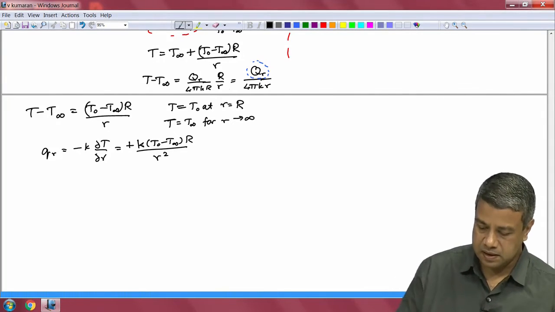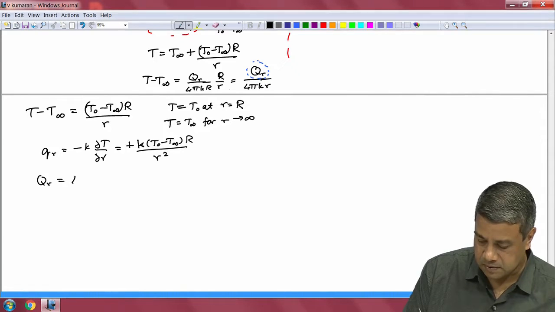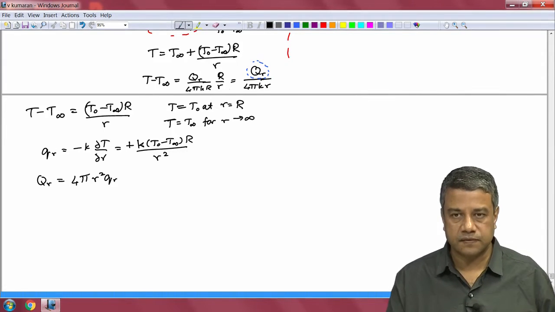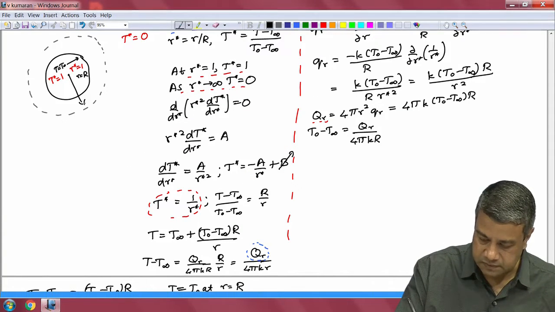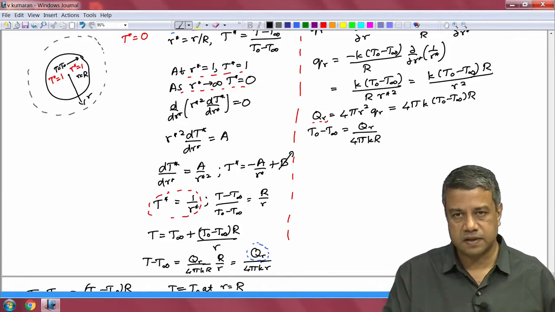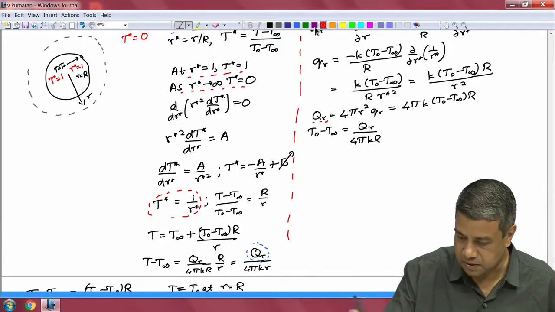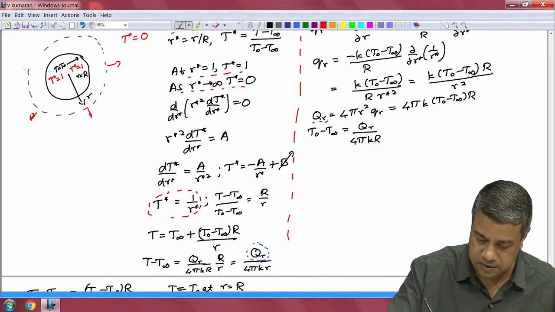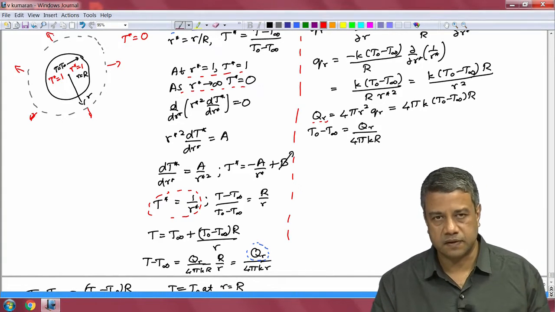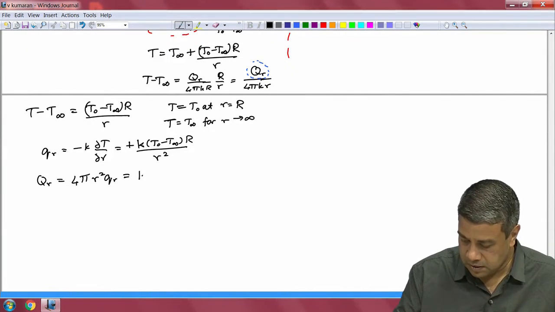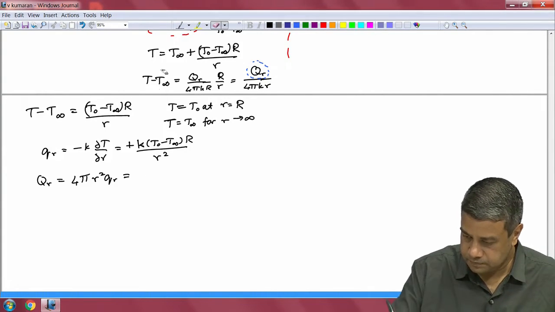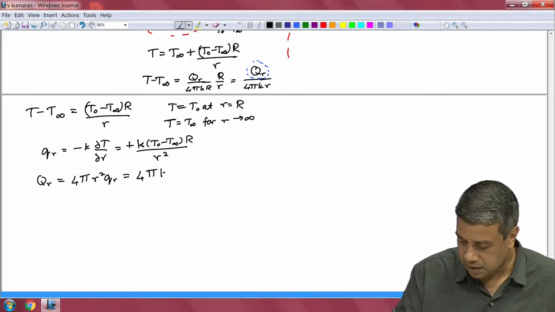We will end up with the same result, and that is that the total heat transfer rate has to be equal to 4 pi r squared times q r. If I take a spherical surface of radius r, the heat transfer rate out of that surface is 4 pi r square times q r, because the heat flux q r is in the radial direction at all points, in the direction of increasing r. Therefore, this is 4 pi r square times q r, and this is equal to 4 pi k into T naught minus T infinity times R.